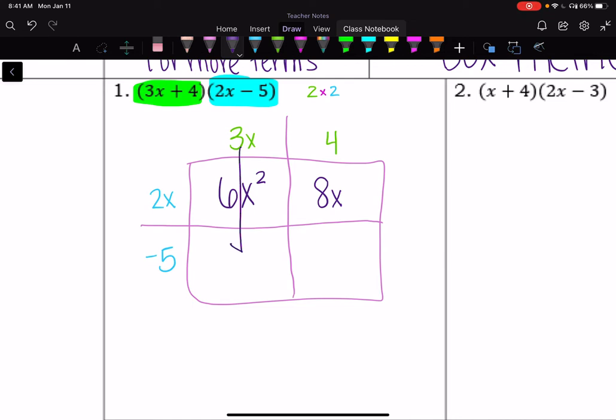My third box is going to be 3x times negative 5, which will give me negative 15x. And my last box is 4 and negative 5. Hopefully you're starting to see the pattern of how we find what multiplies to be what.